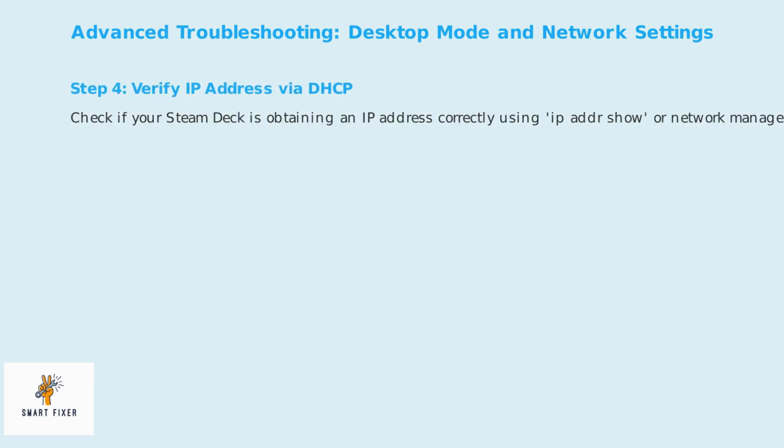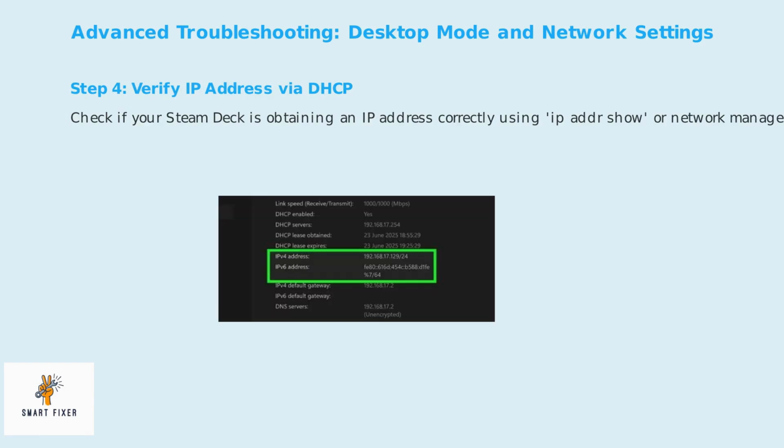Next, verify that your Steam Deck is correctly obtaining an IP address through DHCP. You can check this using the command "ip addr show" in the terminal or by looking at the connection details in the KDE Network Manager. Make sure the IP address is valid and not showing as disconnected.